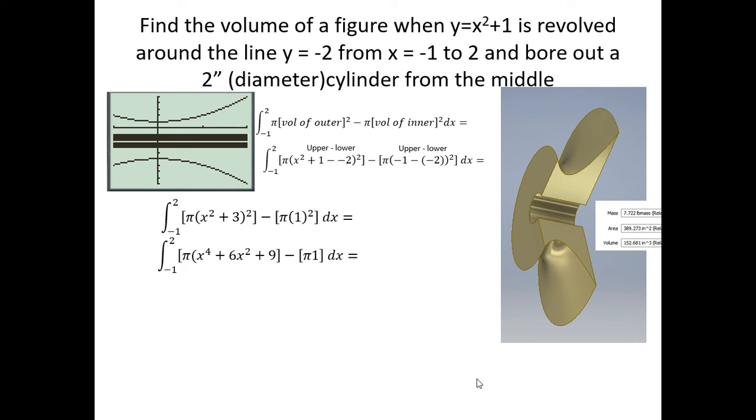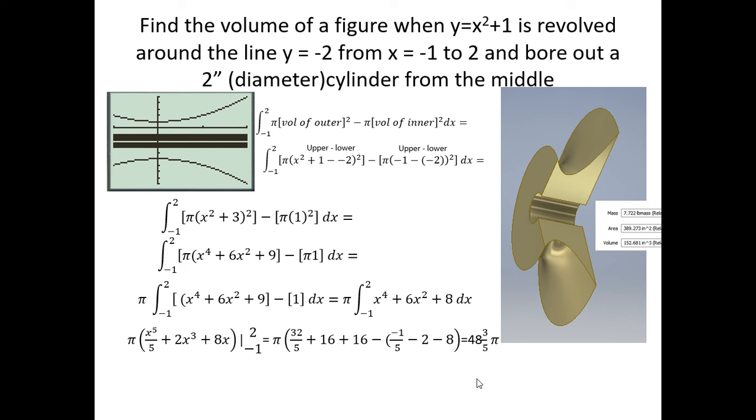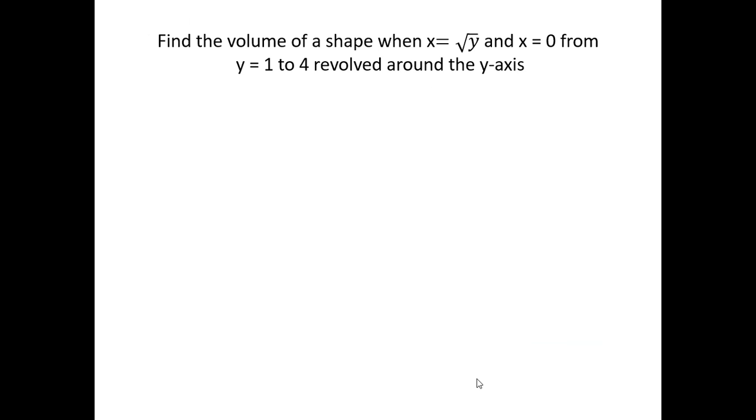We go through and work this out here. We can factor out a pi from each one of them. Then we're ready to integrate, and then evaluate it at 2 and at -1 to get our answer there. Okay, so those are the three basic revolutions we have: the normal one around the x-axis, the other one around y equals -2, and then what happens if you have a hole in the middle of it.